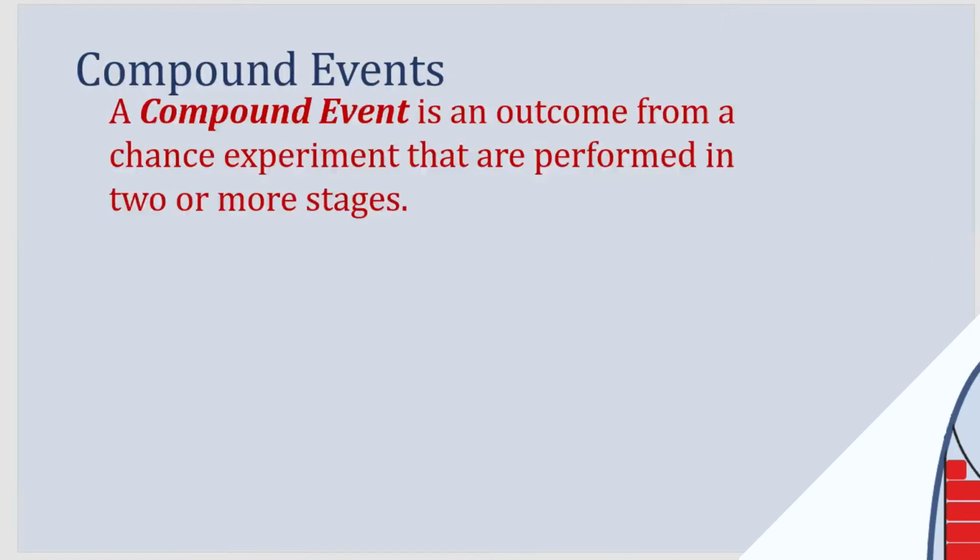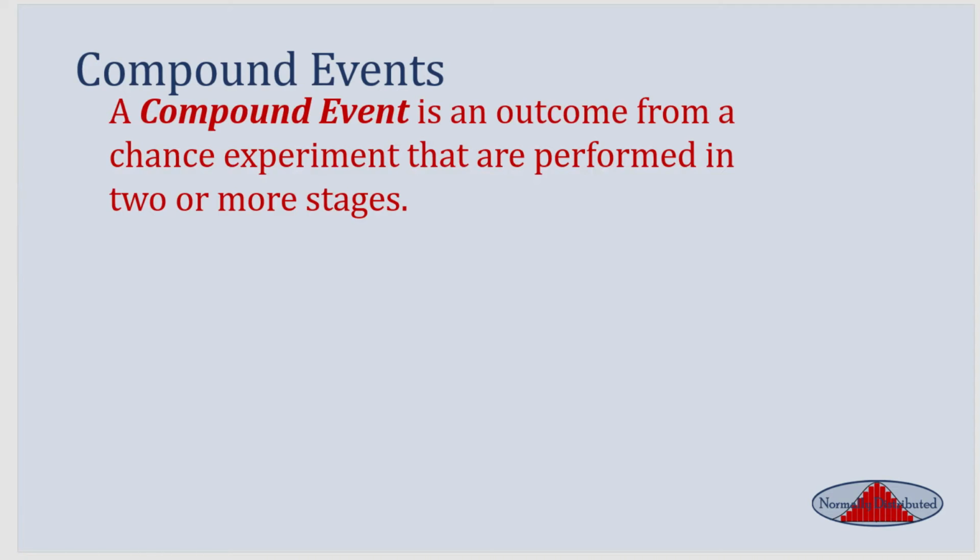What you'll also see a lot in probability is the word "and". That brings us to the next definition, which is a compound event. A compound event is an outcome from a chance experiment that is performed in two or more stages. So what this means is that you have one thing occurring and another thing occurring.